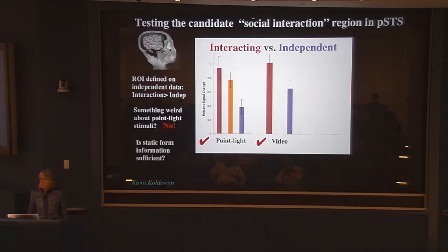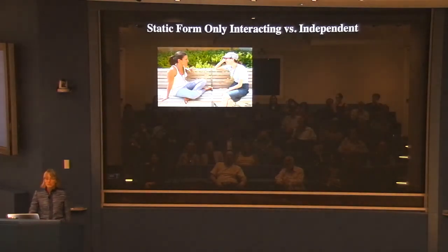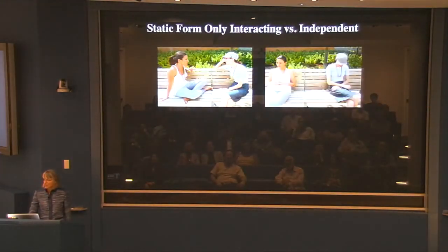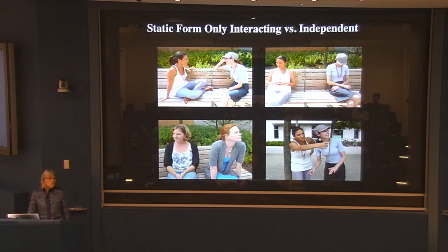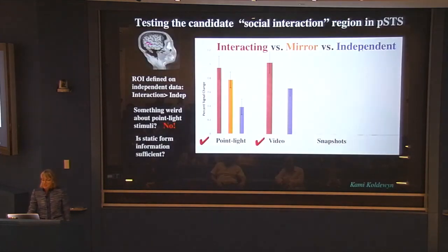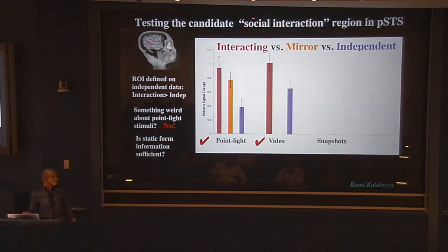So then we say, well, okay, what about static information? Like even in a snapshot, you get a sense, okay, these people are interacting, okay, and these people aren't. Or maybe they're having a huff, I don't know. But it's not just proximity. These people aren't interacting, and those people are, okay? So they don't have to be looking at each other. So we scan people looking at stills of people interacting versus not.